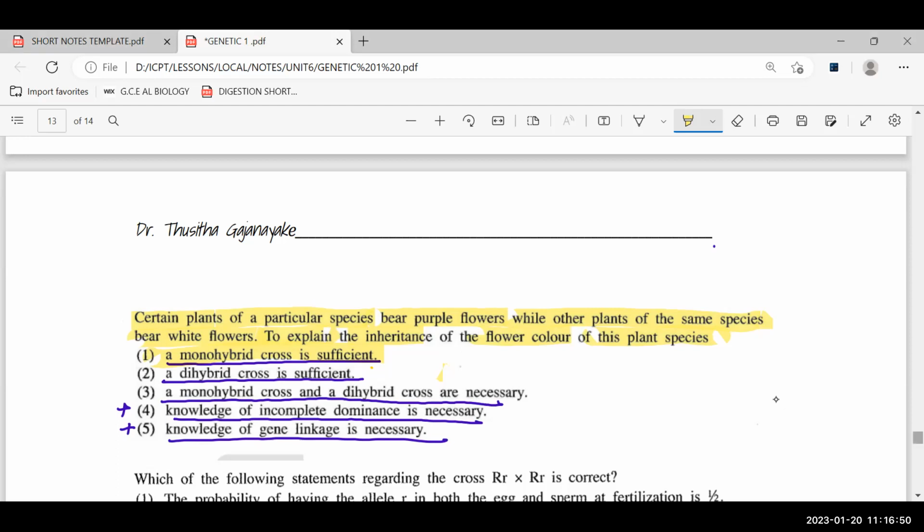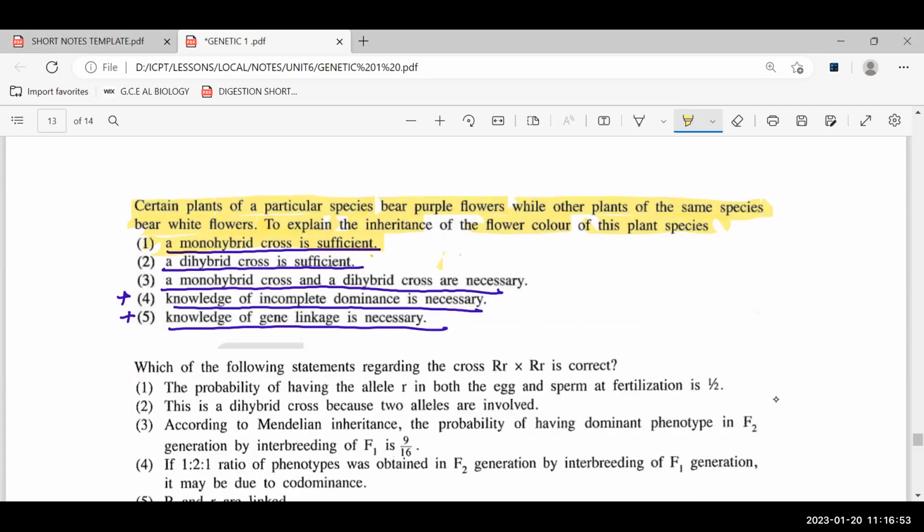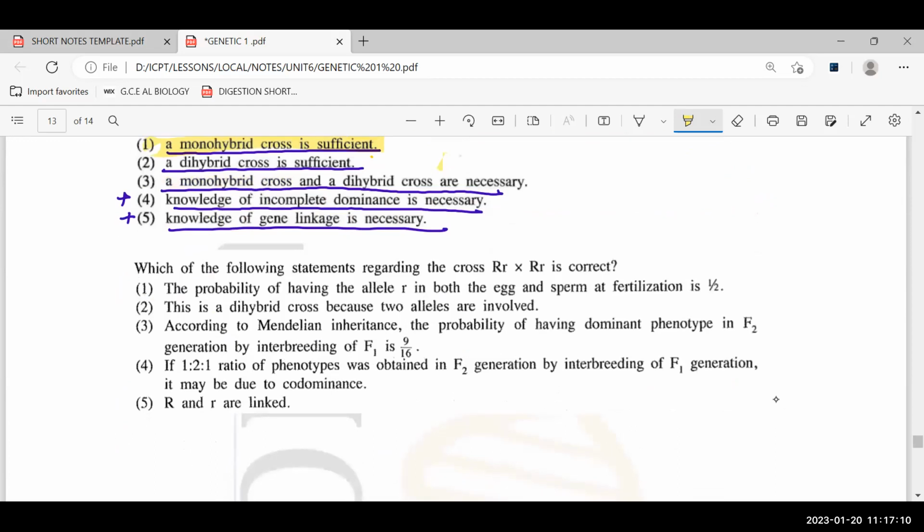So then we should be a little bit aware. They prefer to have a mix of theoretical and application, but we never know, it could be a completely application calculation type of question. Now the second question, I think this is 2021. Which of the following statements regarding the cross capital R, small r, and capital R, small r is correct?